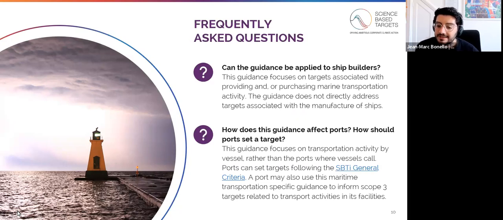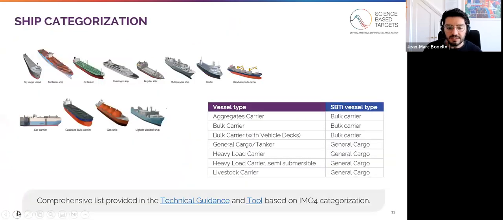And then how does this guidance affect ports? How should ports set a target? So obviously, there wouldn't be any ports without shipping, so it is a vital part of the operation of ports. And depending on the boundary that is drawn around the port's emissions, obviously this can be used to capture scope 3 emissions from vessels operating in that port. But please do have a look at the SBTi general criteria documents as well for a bit more detail. If we go to the next slide, please.